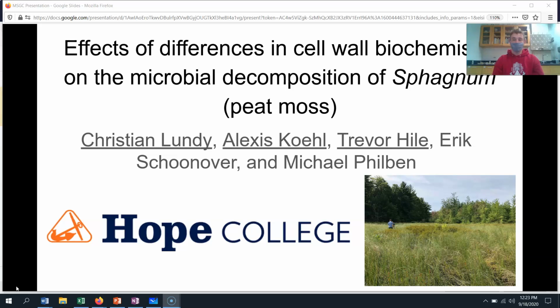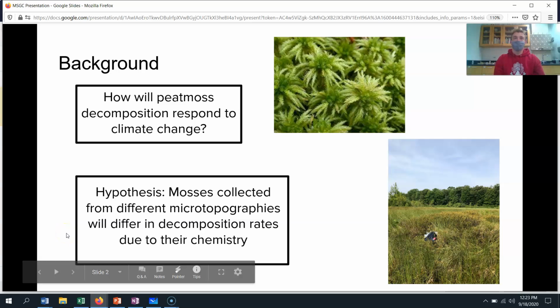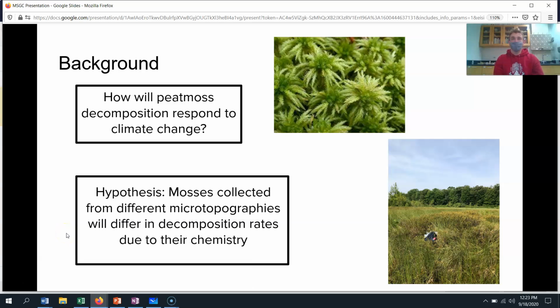We're undergrad students at Hope College, and we'll be presenting on research we conducted this summer studying the decomposition of peat moss. Globally, peatlands store twice as much carbon as is in the atmosphere as carbon dioxide. As average global temperatures continue to rise, these carbon stores will play an important role in the continuously increasing levels of carbon dioxide in the atmosphere.